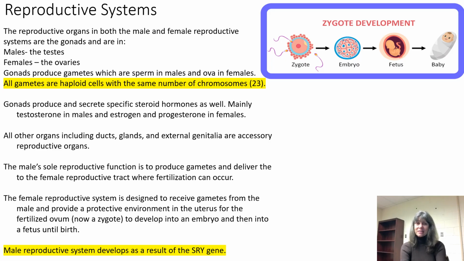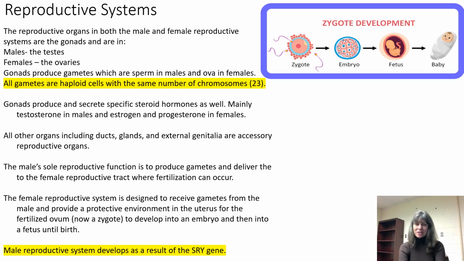Gonads produce and secrete specific steroid hormones also, mainly testosterone in males and estrogen and progesterone in females. All other reproductive organs, including ducts, glands, and external genitalia, are important in the reproductive process.